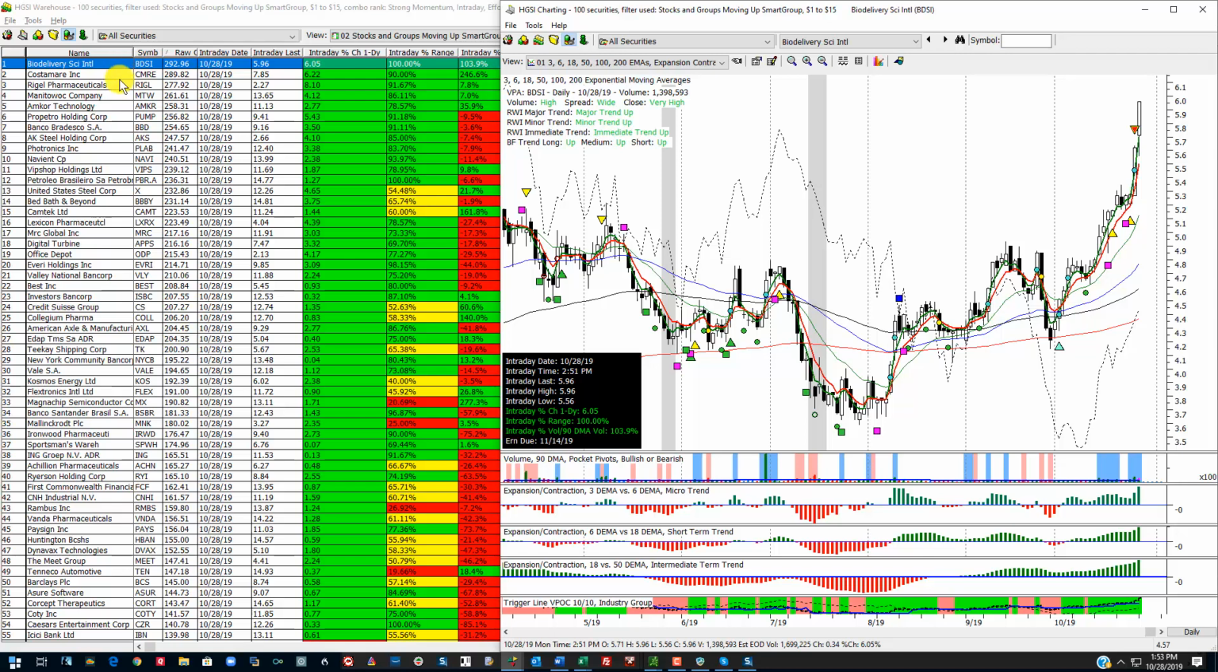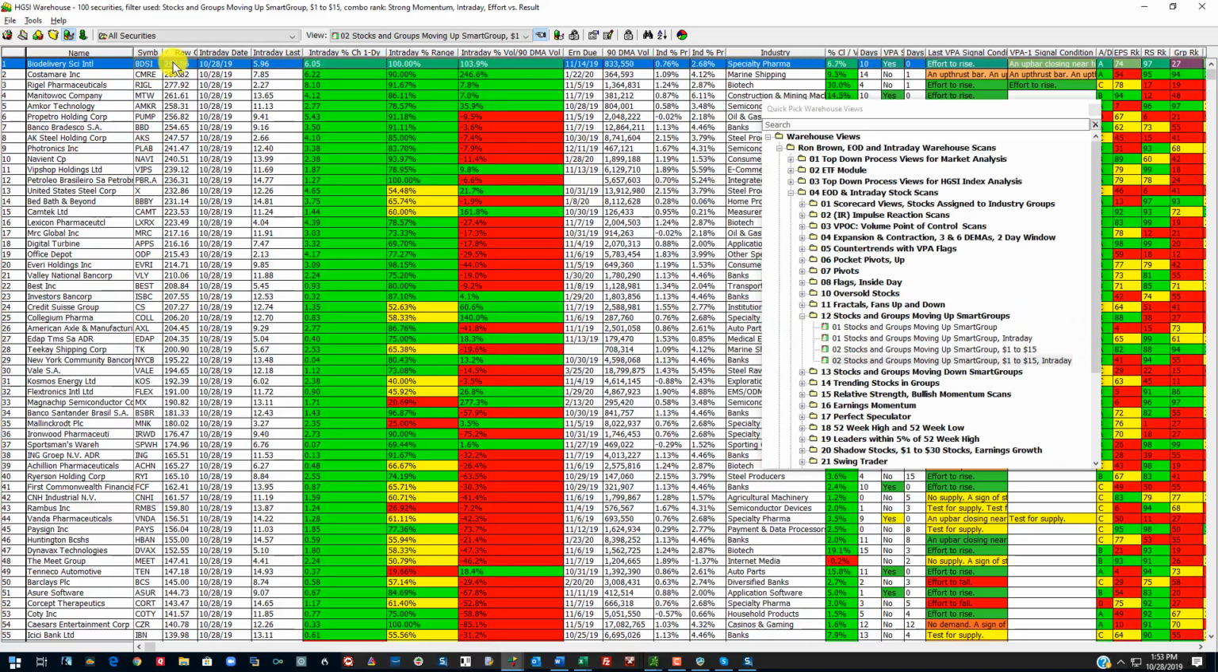This stock's been coming up. Inexpensive stock. I really looked at it too many times and I haven't traded it, but as you can see, that was a mistake.